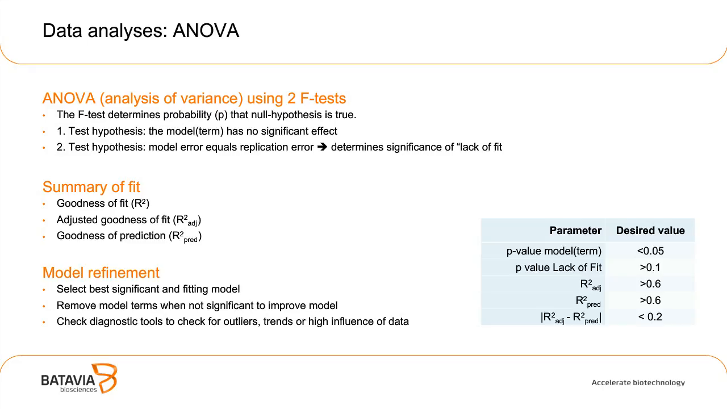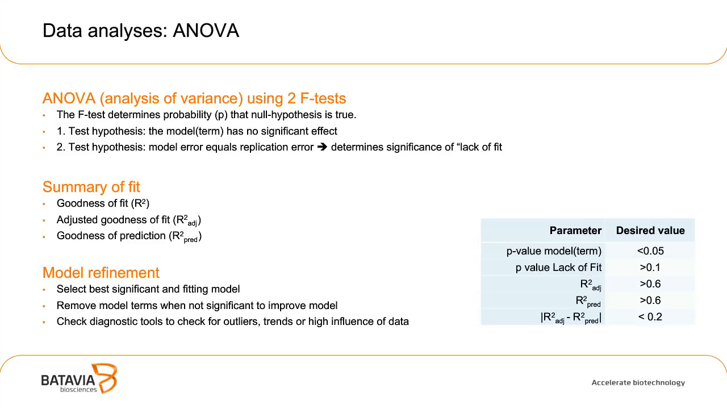The second test determines the significance of lack of fit. The hypothesis there is that the model error equals the replication error. That's actually also what you want to have. So here you want to have a high probability, because if that's not true, then that means that your model is not correct, so you may have to change your model. So that one you want to have a high value, above 10%, so above 0.10.